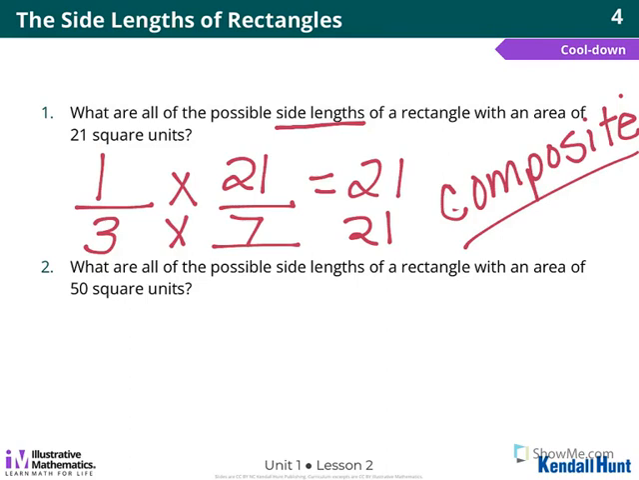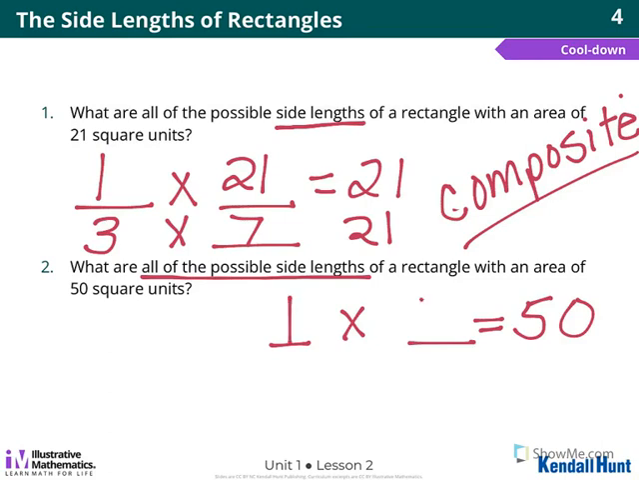Okay, let's look at number 2. What are all of the possible side lengths of a rectangle with an area of 50 square units? So now I'm thinking, what times what is 50? I always start with 1. You could have a 1 by 50.